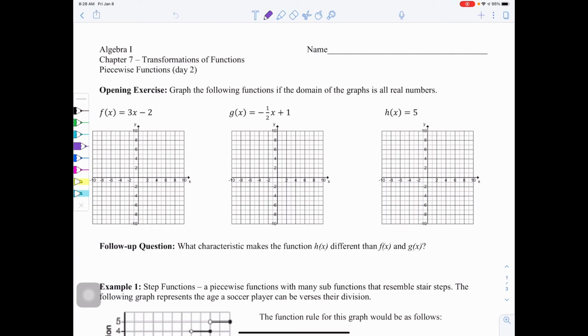Our next lesson is called Piecewise Functions Day 2. I'd like you to complete the opening exercise that says graph the following functions if the domain of the graphs is all real numbers. You're going to graph f of x, g of x, and h of x, and then answer the follow-up question, what characteristic makes the function h of x different than f of x and g of x? So at this time, pause the video and resume when you are ready to go over the answers.